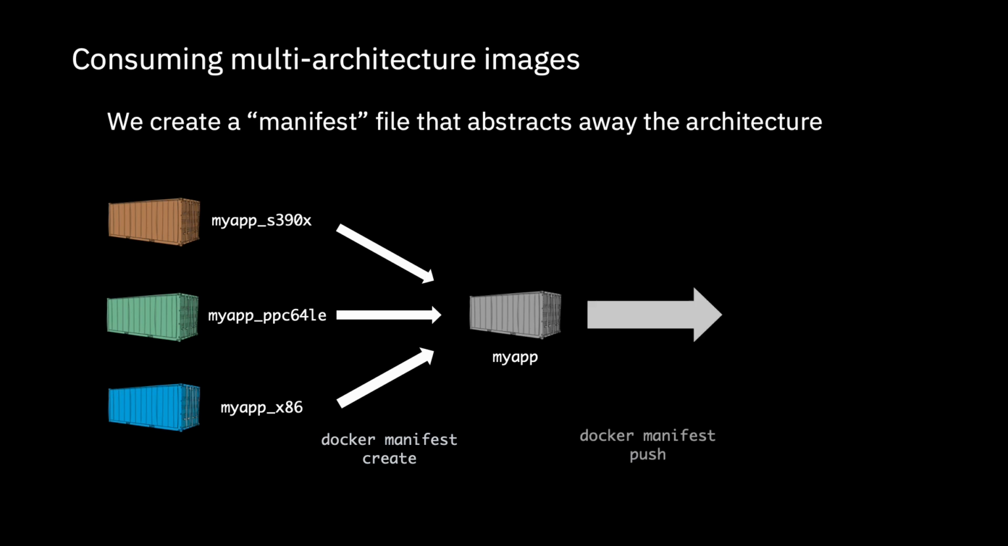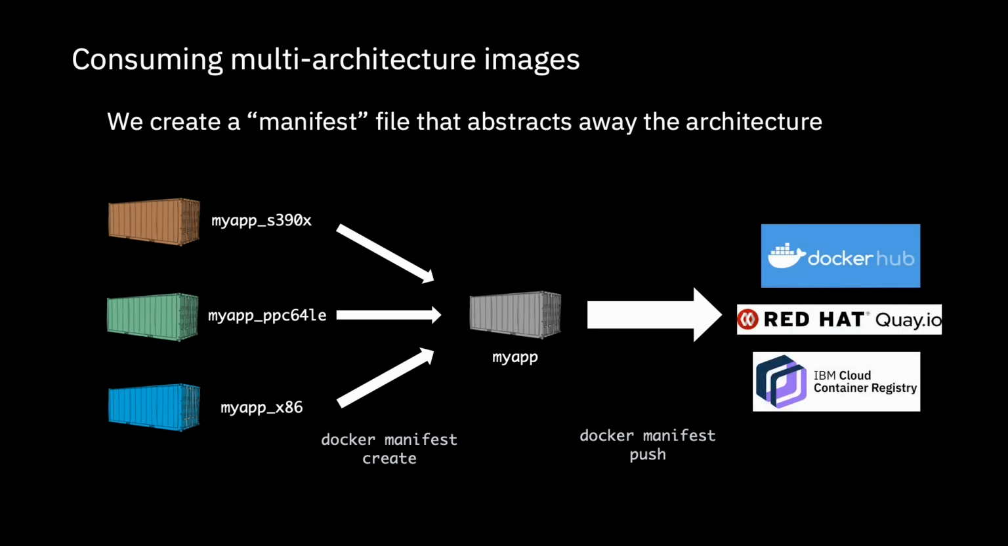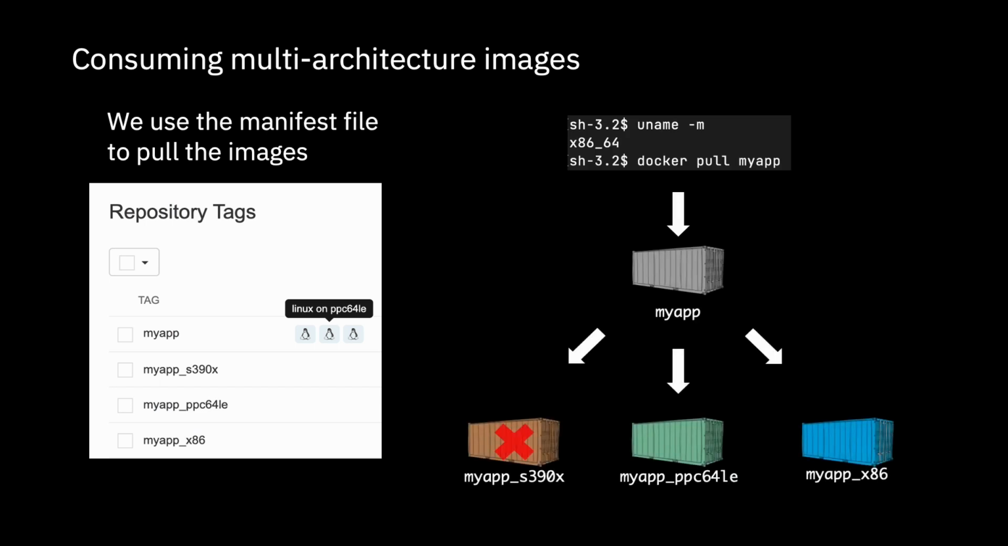This manifest file can be pushed to any public container registry, like Docker Hub or Quay, or even private registries such as IBM Container Registry, and can be used just like any regular image to pull container images.